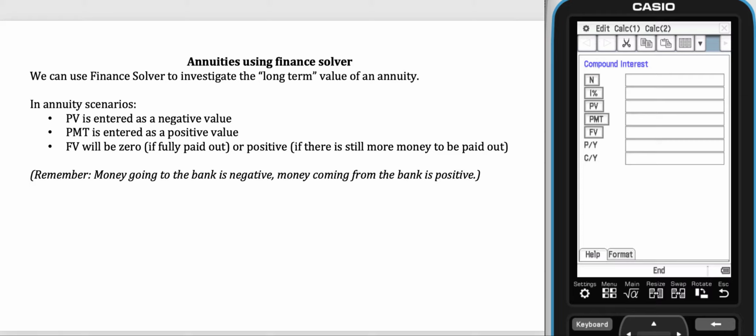Okay, so in an annuity, our initial value, because it's an investment, it goes into the bank, so that's a negative number. The payment is actually a payment we're taking out of the bank that's coming to us, so that's a positive number. And the future value is often going to be zero if we're waiting to see how long it'll take to pay out. Or if we haven't had it fully paid out yet, the future value will actually be positive because it's saying that the bank will still have to give us money, they will still owe us money.